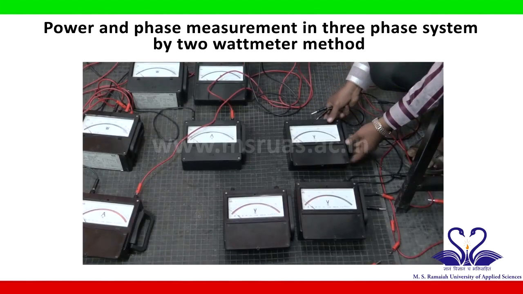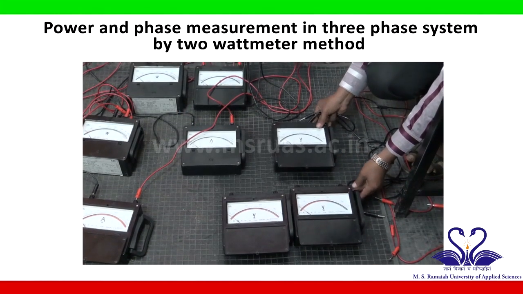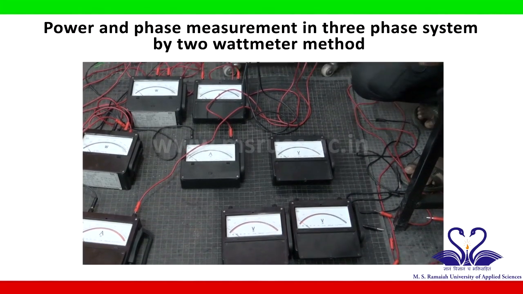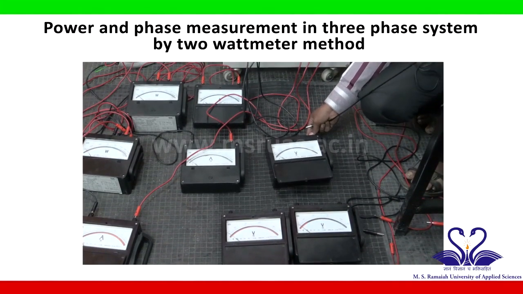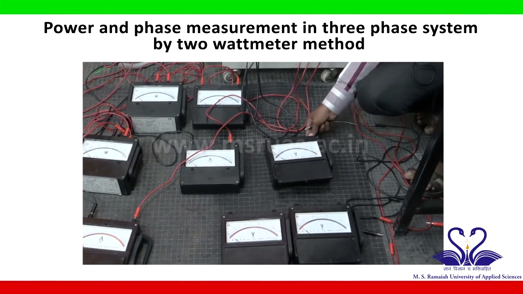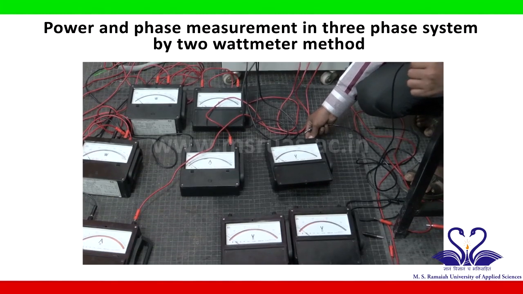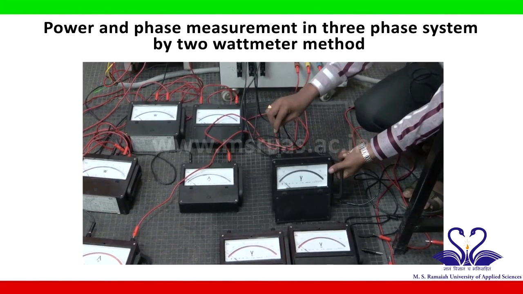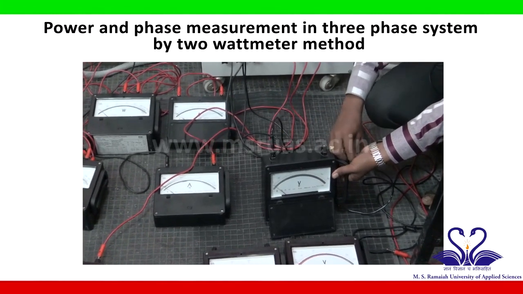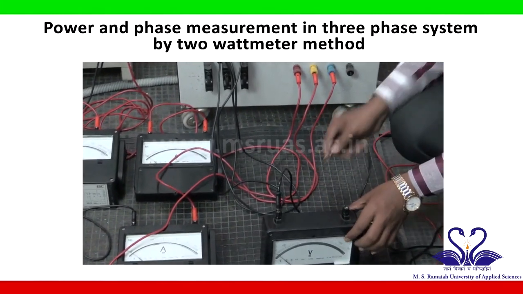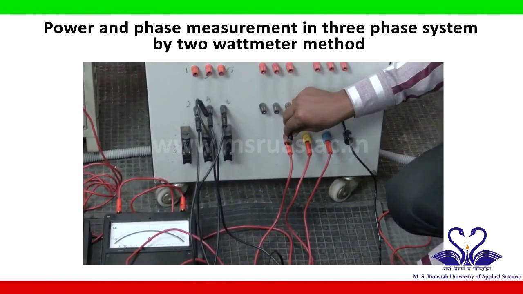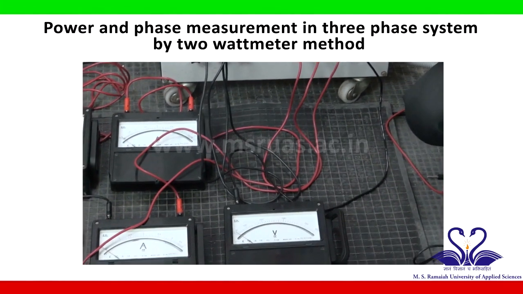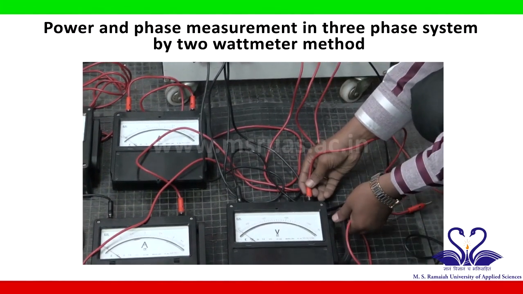Now, let us take 3 voltmeters to connect to the 3 phase system to measure the voltage. First, take one voltmeter and connect this voltmeter across R phase and neutral of the R phase as per the circuit diagram. So, one end of this voltmeter is connected to the R phase. Now, the other end of this voltmeter is connected to the neutral of R phase.